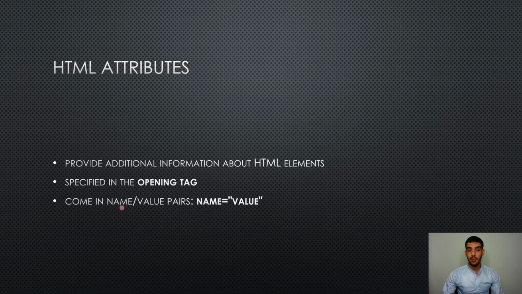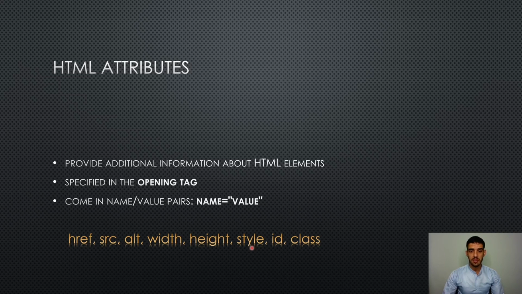It comes in a name value pair. So for example, we have src equals double quotation fatani logo.jpg. Some attributes we saw already: href with the link element, src with the image element, alt for alternative text used with an image, width and height. There is also style to style the element, and there is id and also class.